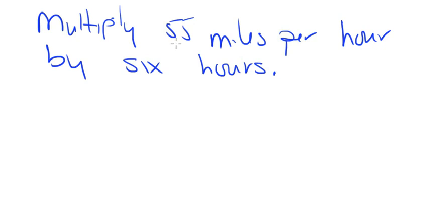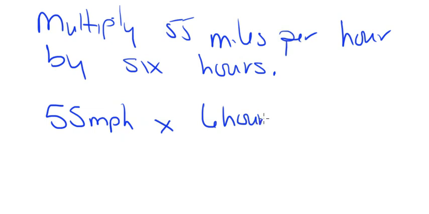So we know we have to multiply 55 by 6. So we have 55 miles per hour, MPH, right? Multiply that by 6 hours. Well, we still have a bit of a problem because we have two different units of measure in the same line, and we can't do that. Whenever you see the words per, that means something over something, okay?